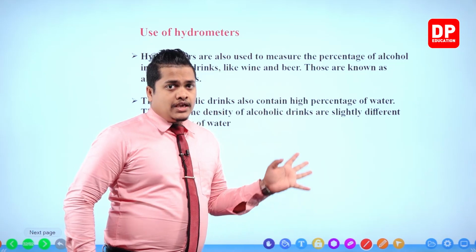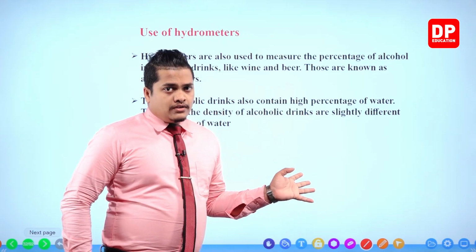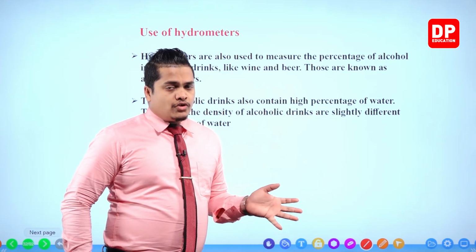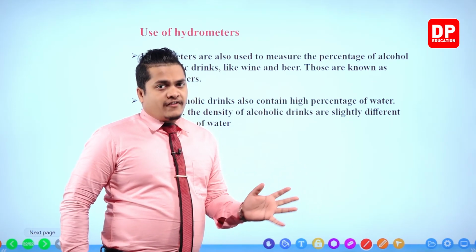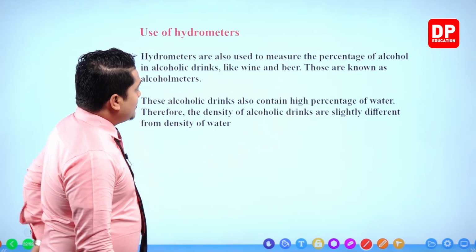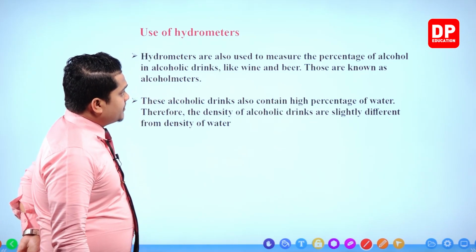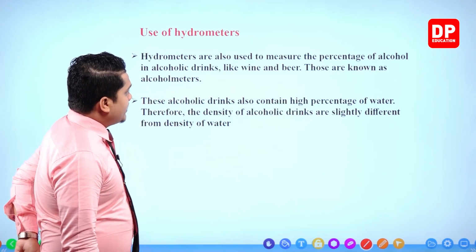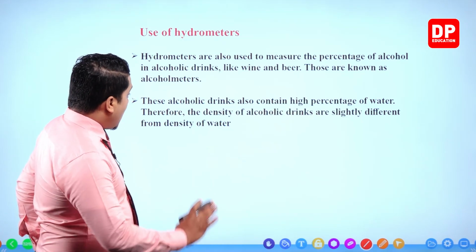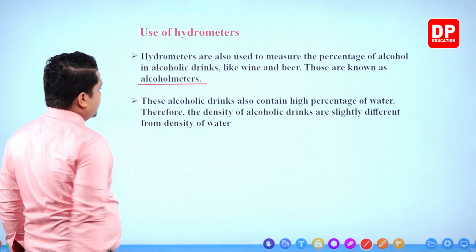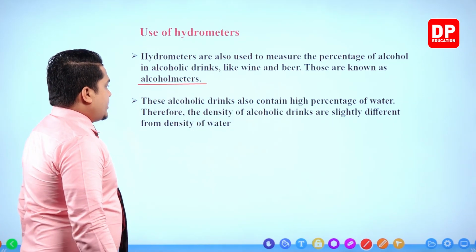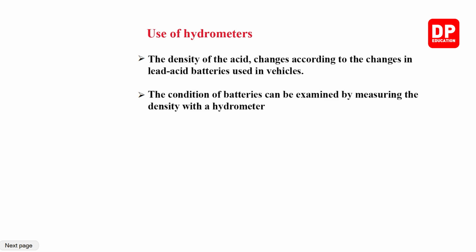We can measure the density of alcohol-based drinks in order to check the strength of the alcohol drink and to find out the quality. Special hydrometers used to measure the percentage of alcohol in alcoholic drinks are called alcohol meters. Right. Then the third use.